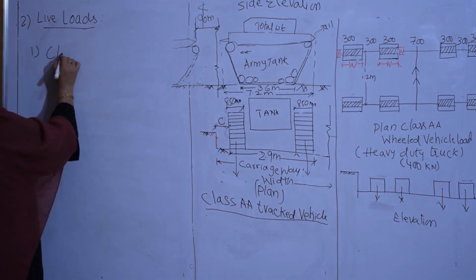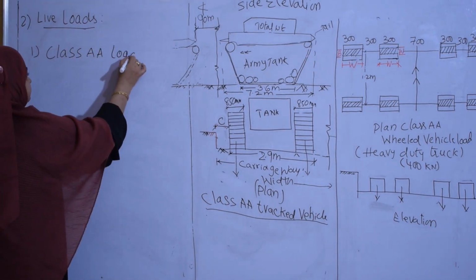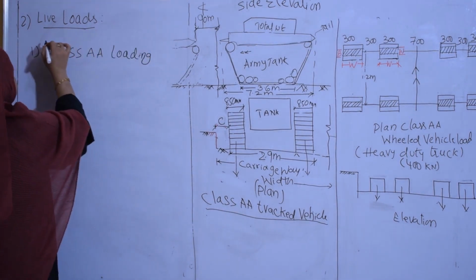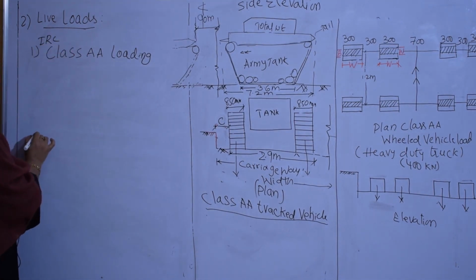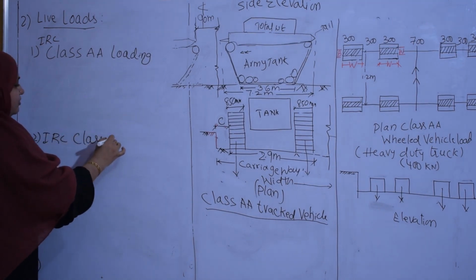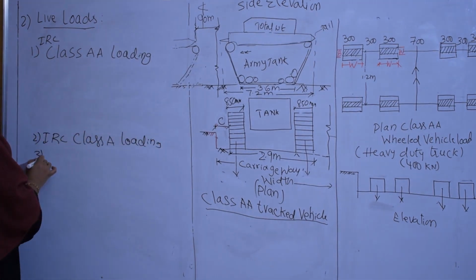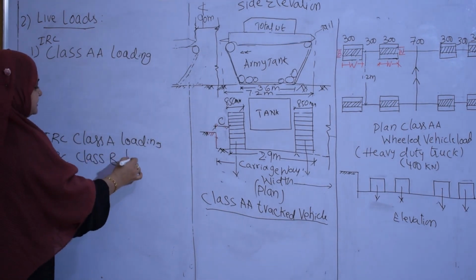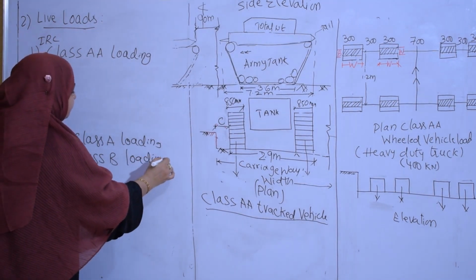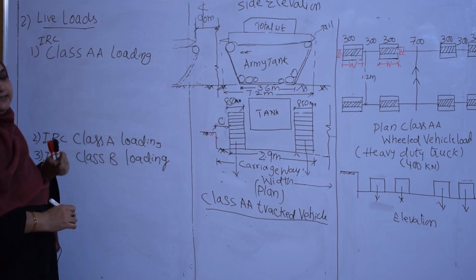First, IRC class AA loading. Second, IRC class A loading. Next, IRC class B loading. So this is in the order of the weight: highest load, second highest, and the least.